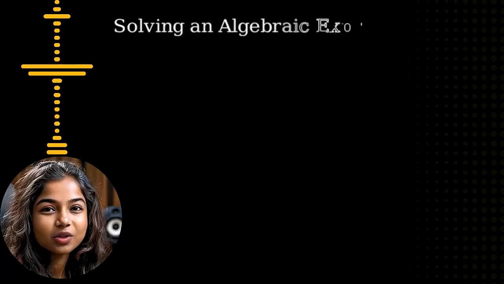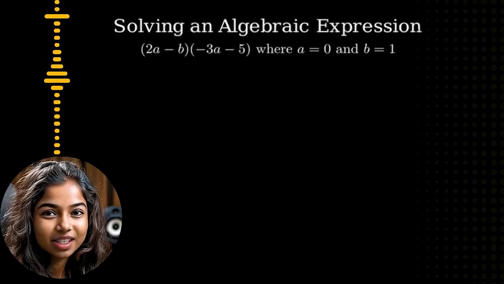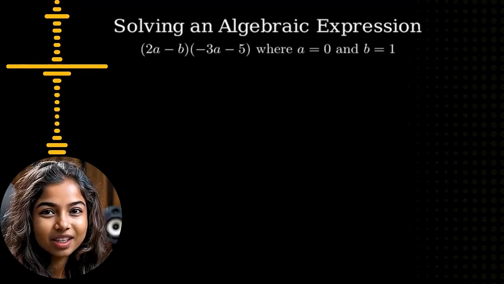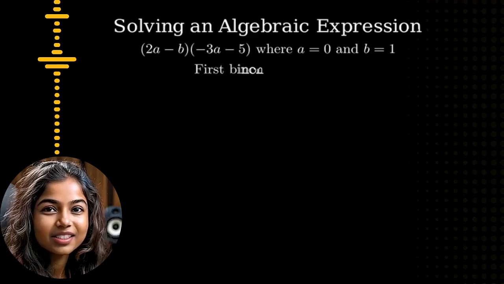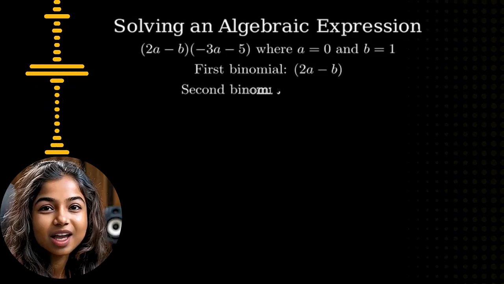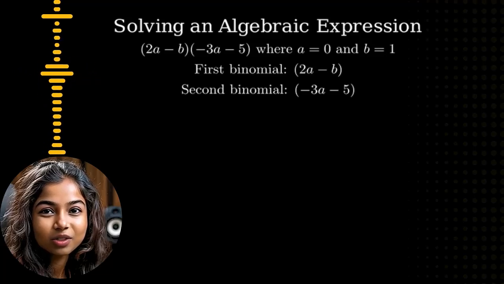Let's solve this algebraic expression step by step. We need to find the value of the expression 2a minus b times negative 3a minus 5 when a equals 0 and b equals 1. Let's break this down into steps. First, let's identify the parts of our expression. We have two binomials being multiplied together. The first binomial is 2a minus b, and the second binomial is negative 3a minus 5.